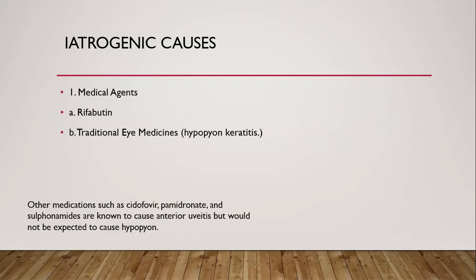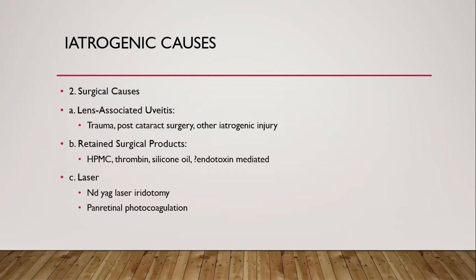Other iatrogenic causes include medical agents and drugs. The drug which is notoriously connected with hypopyon uveitis is rifabutin. You should also ask for a history of traditional eye medicine usage, all these saps or juices of plants which are sometimes instilled as part of native medicine. They can cause hypopyon keratitis and can mimic endophthalmitis. Other drugs like cidofovir, pamidronate, and sulfonamides are all known to cause uveitis, but hypopyon is usually rare in those cases.